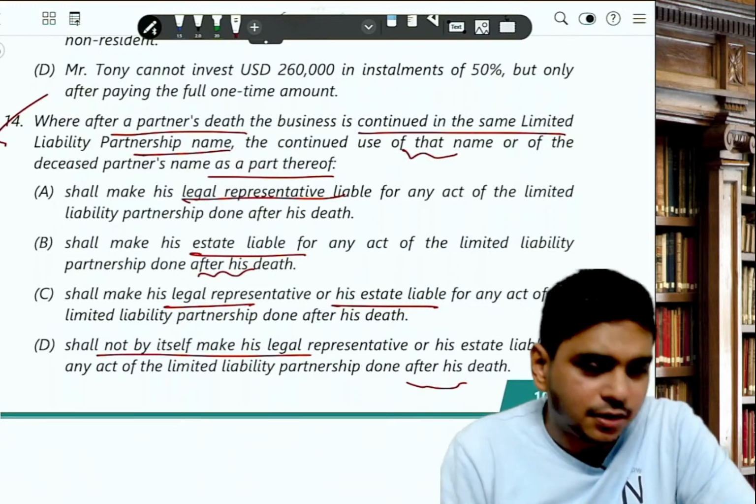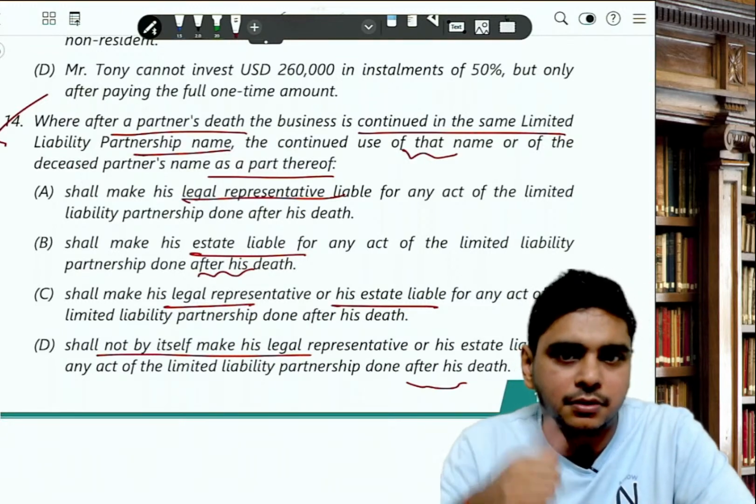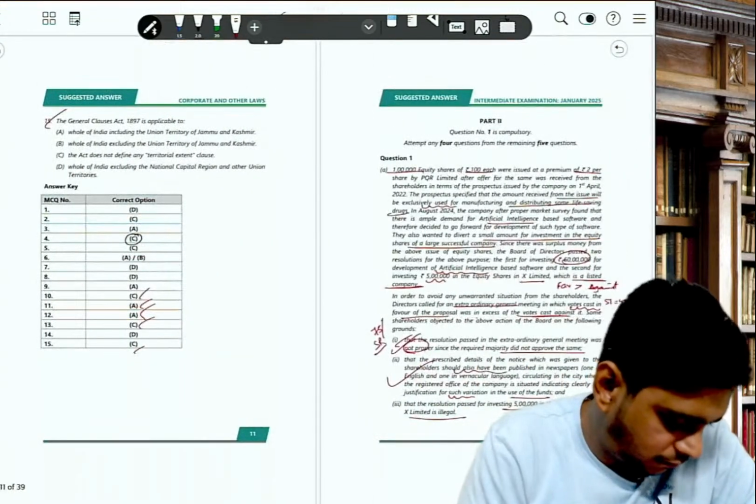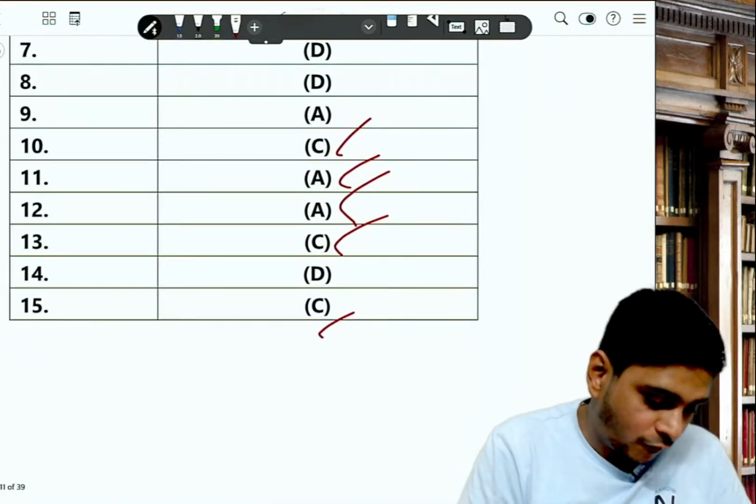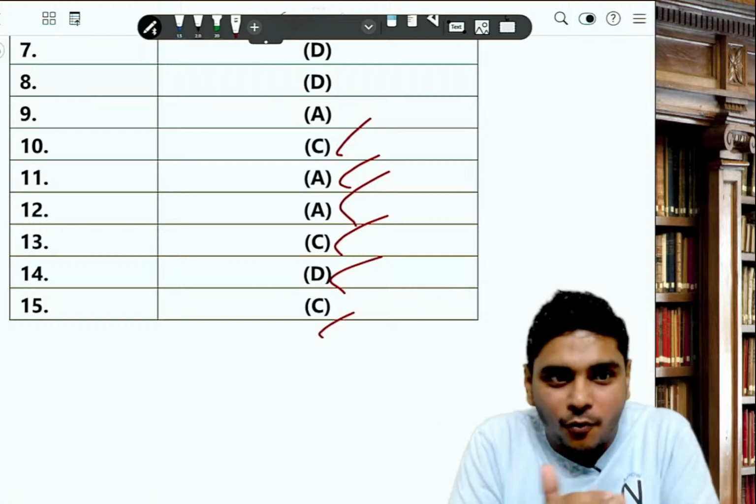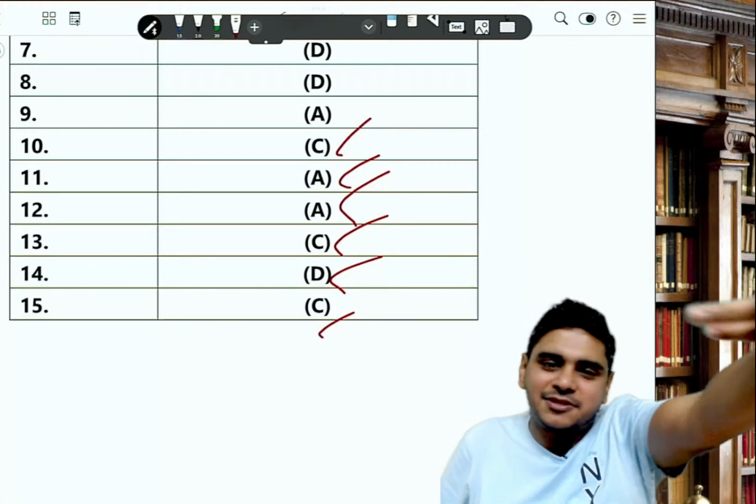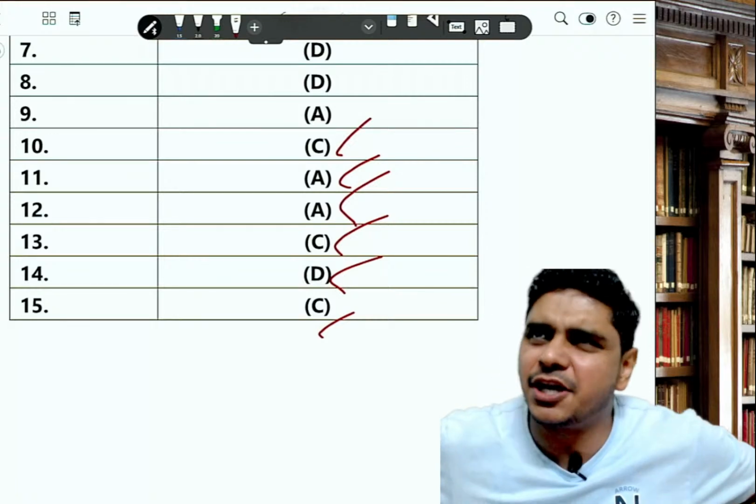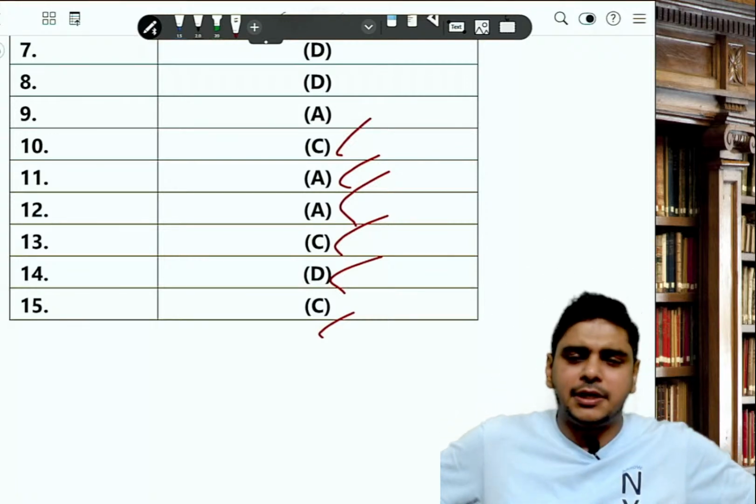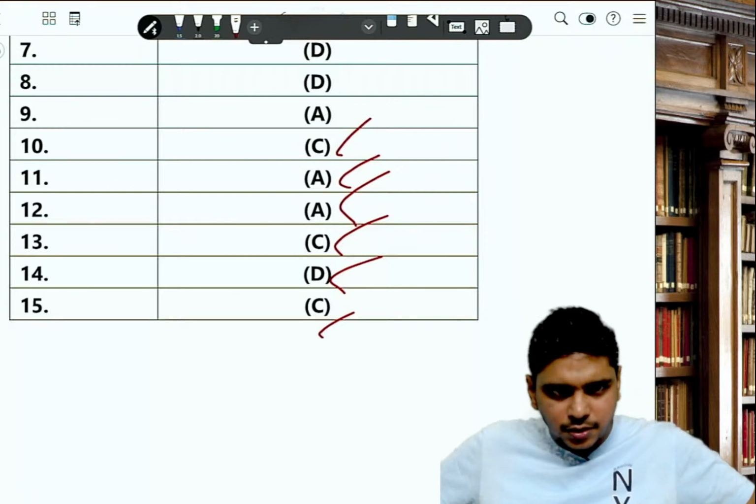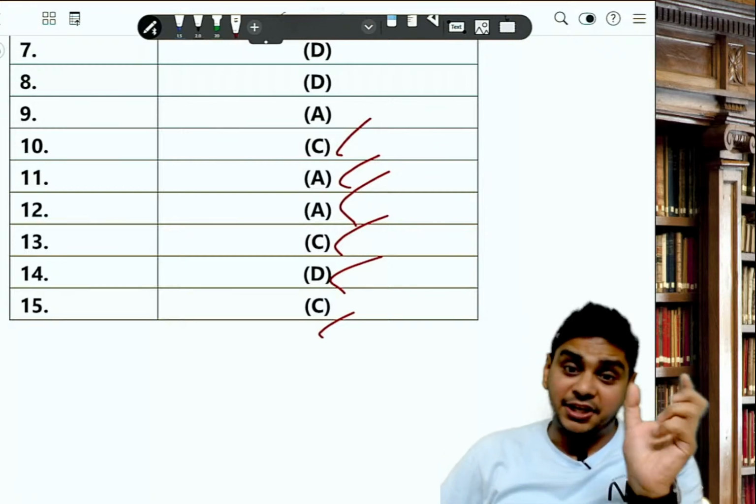So you are saying 14(d). Let's check 14(d). Whoa. Boss, after the death, there is no liability. But will he get a share of profit? Yes, the legal rep will get a share of profit. For the past act, the estate will be liable.